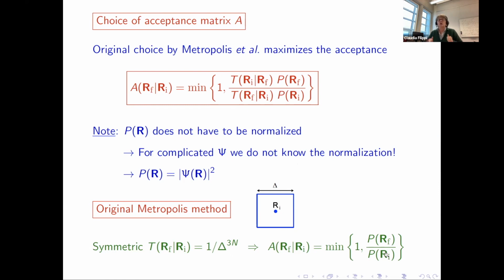So if I am going somewhere where my wave function squared is larger, I will accept the move. If I'm moving somewhere where this ratio is 10 to the minus 5, I'm likely to reject the move. If it is 0.3, it's not so bad, I might accept, I might reject. So at least we can see what this actually means.